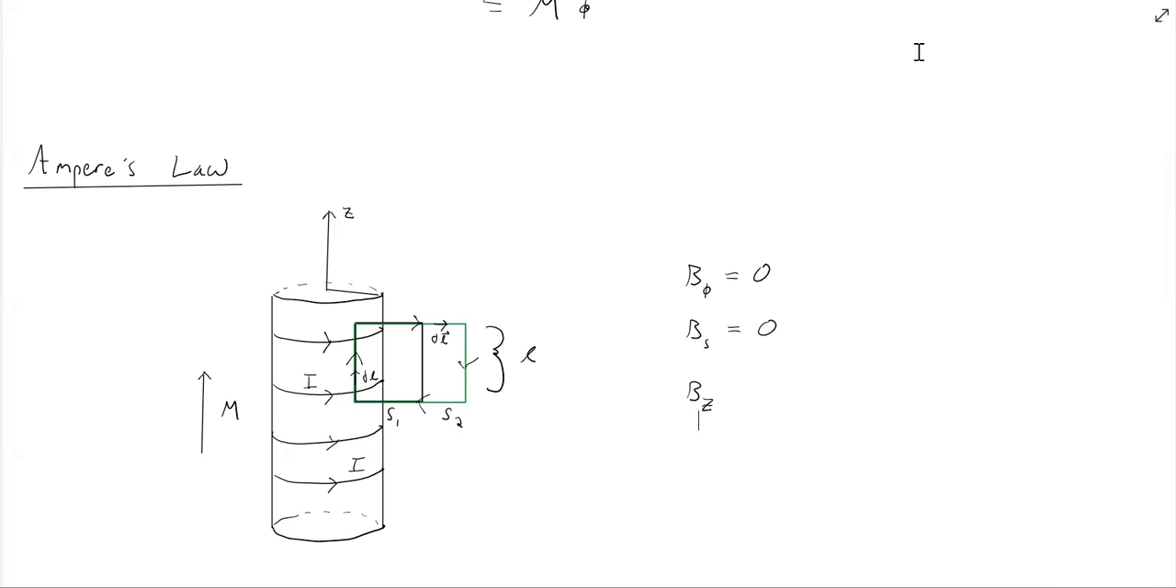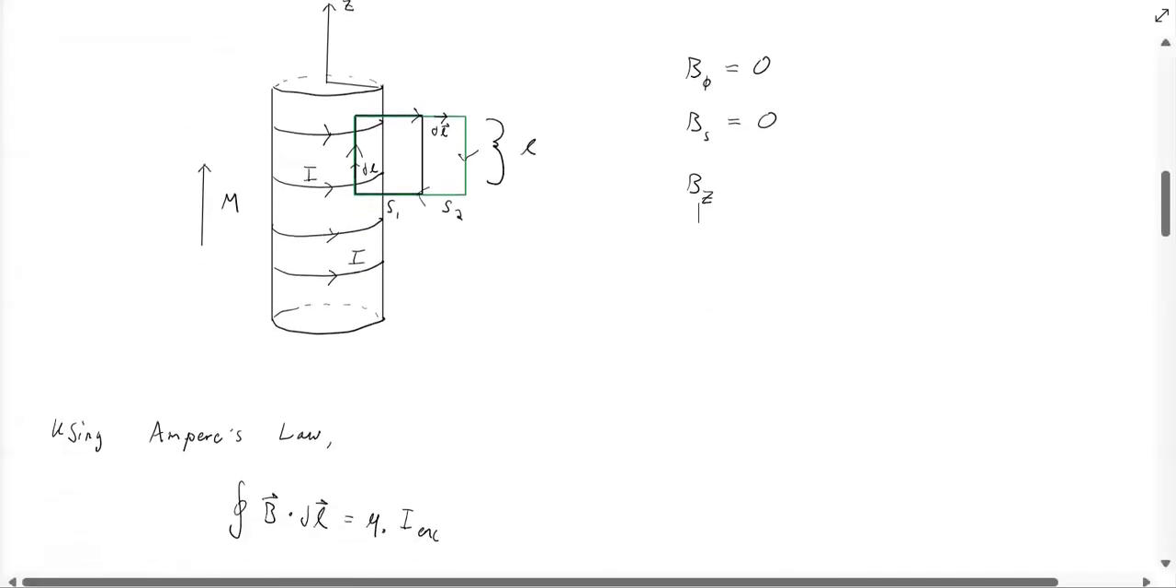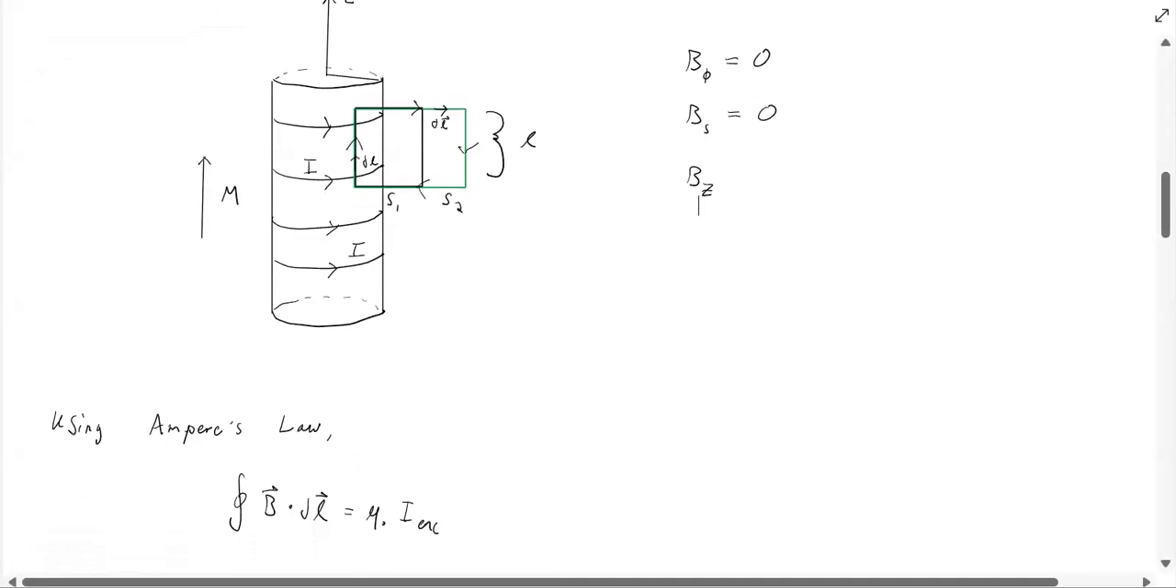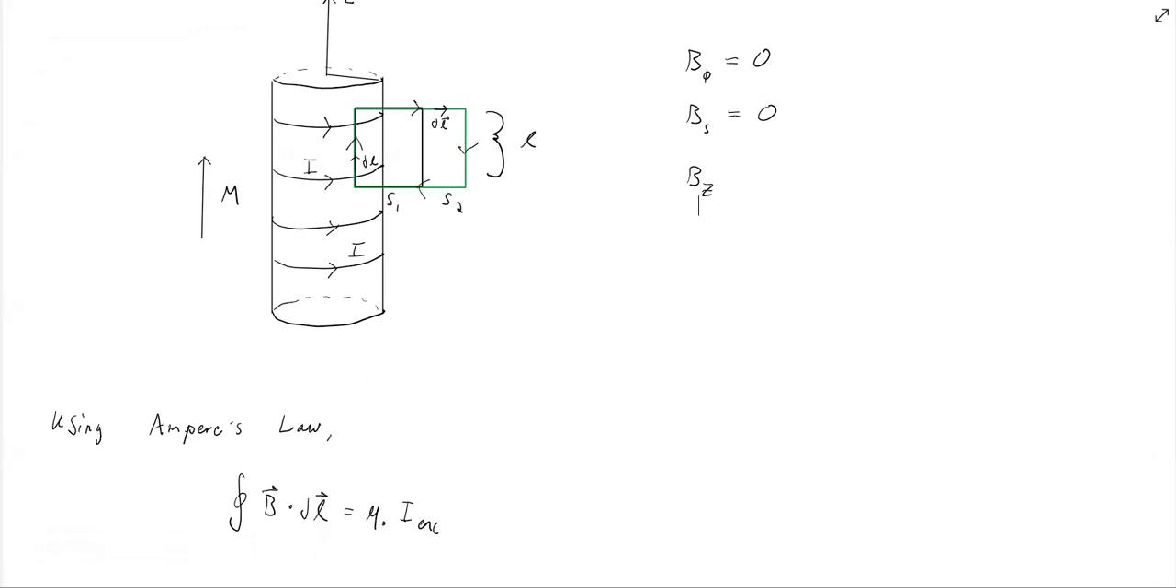To apply Ampere's law on the first loop, we first note that Ampere's law states that the closed integral of the magnetic field vector dotted with the infinitesimally small length vector we're choosing equals mu naught times the current enclosed.